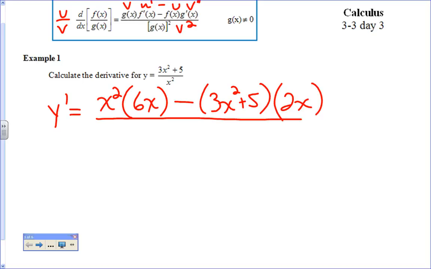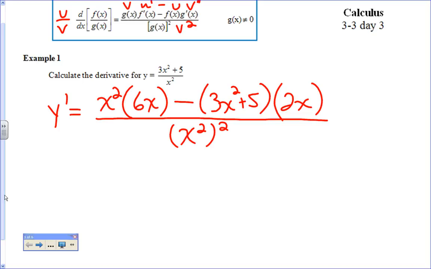All divided by x squared squared, or in this case, this isn't all that scary, right? So we could probably just write x to the fourth if we wanted to. This one isn't bad. But if you have like a binomial down there or something like that, don't worry about actually foiling it out, right? Just leave it like that. But this one's pretty easy, x to the fourth.